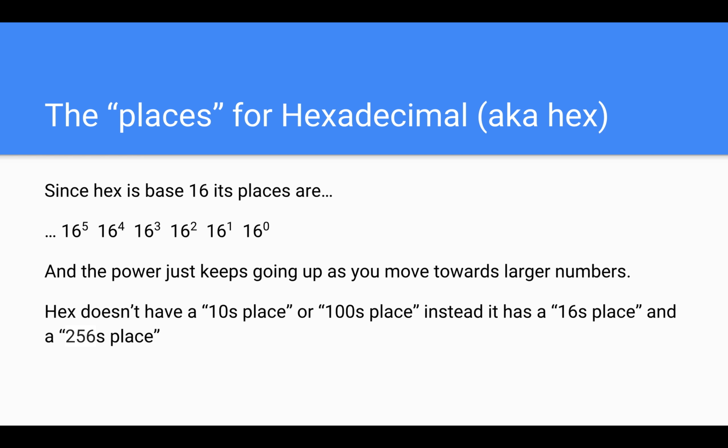The places for hexadecimal, or hex. Since hex is base 16, the places are 16 to the 0, 16 to the first, 16 squared, 16 cubed, 16 to the fourth, 16 to the fifth, and again, the powers just keep going up as you move towards larger numbers. And hex doesn't have a tens place or a hundreds place. Instead, it has a 16s place and a 256s place. And those will continue to go up much, much more quickly than binary does because they're powers of 16 instead of powers of 2.